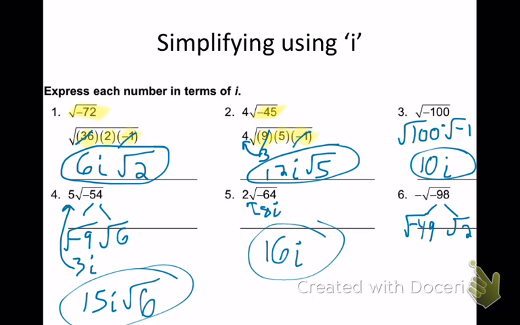What's the square root of negative 49? 7i. So I take that 7i and bring it out front. I get negative 7i square root of 2. And I break that down. Nice job.